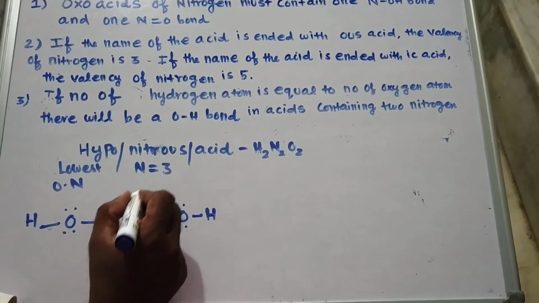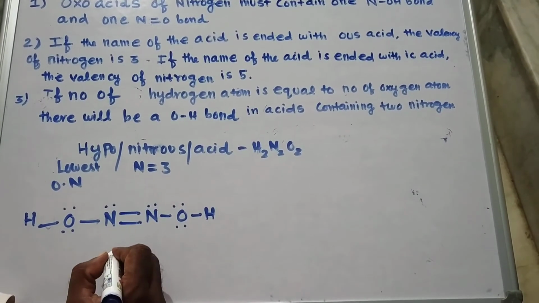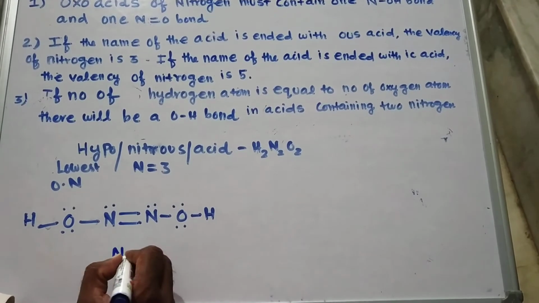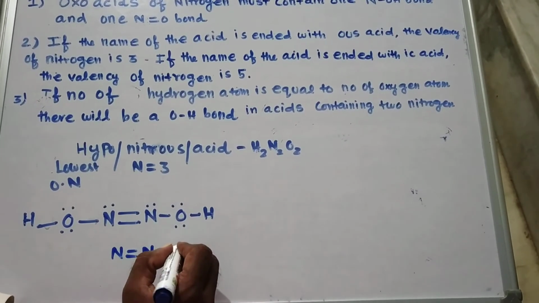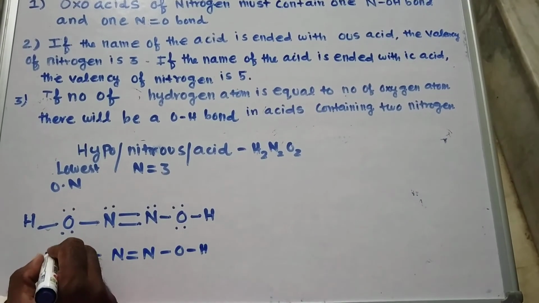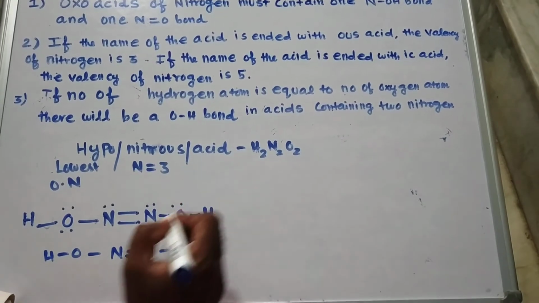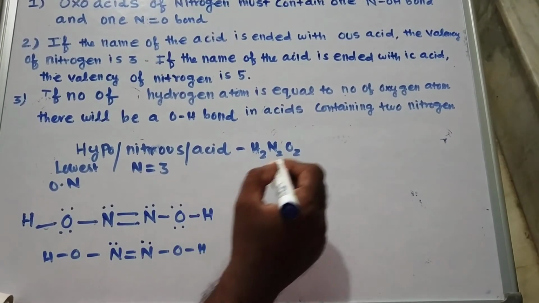But the valence is equal to 3. Therefore, N double bond N. So the structure is N double bond N, single bond OH, and similarly single bond OH. So it's a dibasic acid. There is a lone pair on each nitrogen.